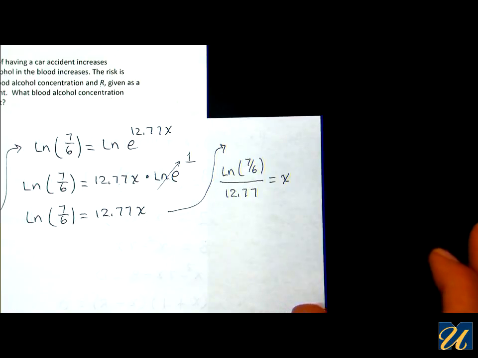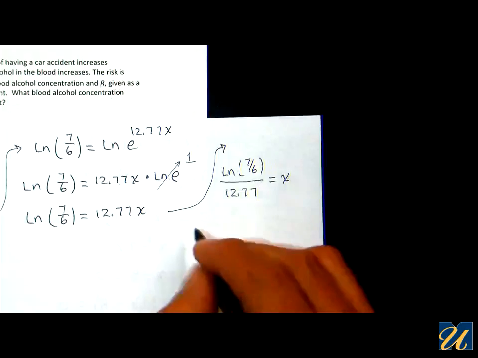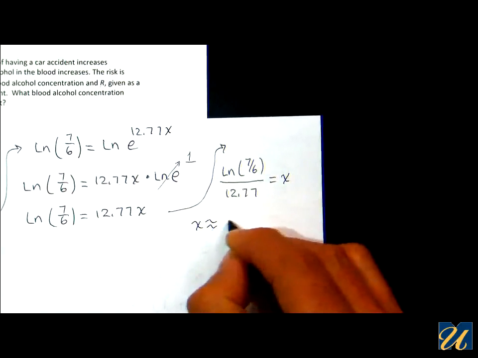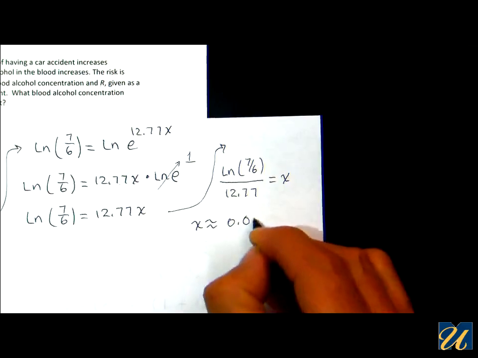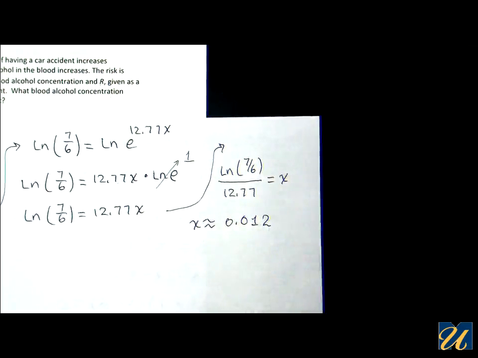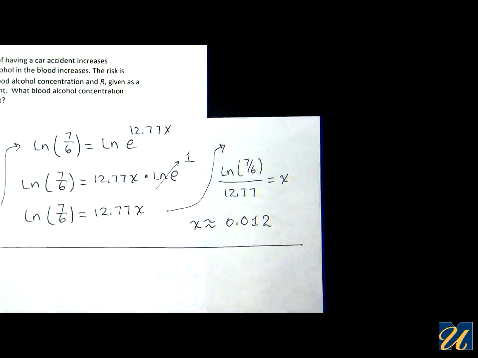And if we work this out on the calculator, we'll find that x is approximately 0.012. So about a 0.01 blood alcohol concentration. Okay.